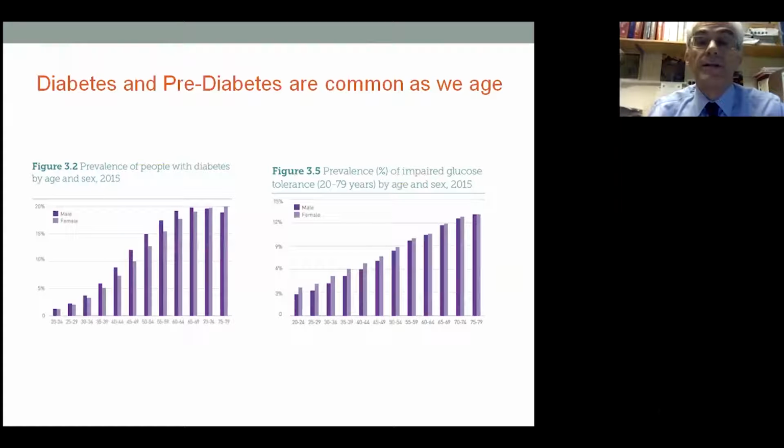We all know that diabetes becomes more common as age increases. So these are prevalence figures of people with diabetes. There is really no difference between genders, male and female. They have the same relative risk of diabetes. But of course, the prevalence of diabetes is much lower in a lower age group, and it goes up with aging.